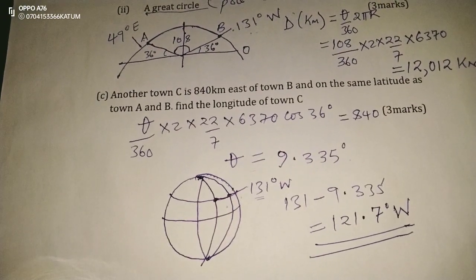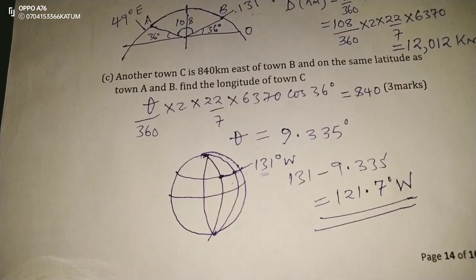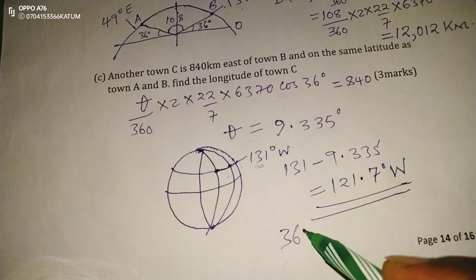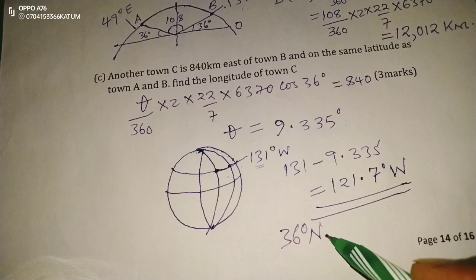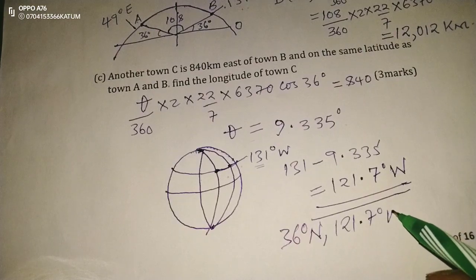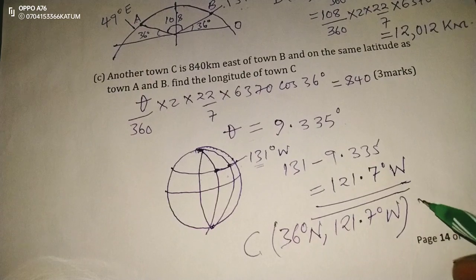Some other times the examiner will tell you to find the position. That question will be different. So far we are correct. So if we had been told to find the position, now we would have stated, we begin with the latitude, then 121.7 in the west. This could have now been the position of C, but it is not our point of concern. We just wanted this.